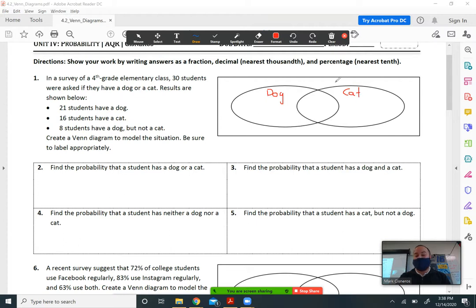Yeah, because the 16 is going to include the whole oval. So the 16 will include the two numbers that are right here total. So I can't put that 16 there. I can't put the 21 there. But I can put the 8 where? Underneath the dog. I can definitely put the 8 right here because it says 8 students have a dog but not a cat. That makes sense?